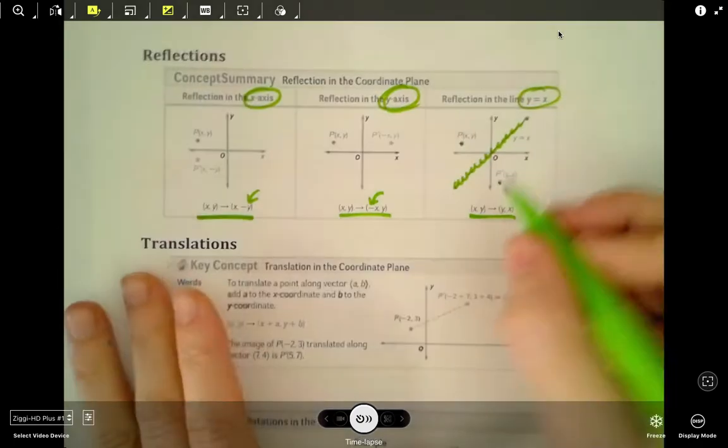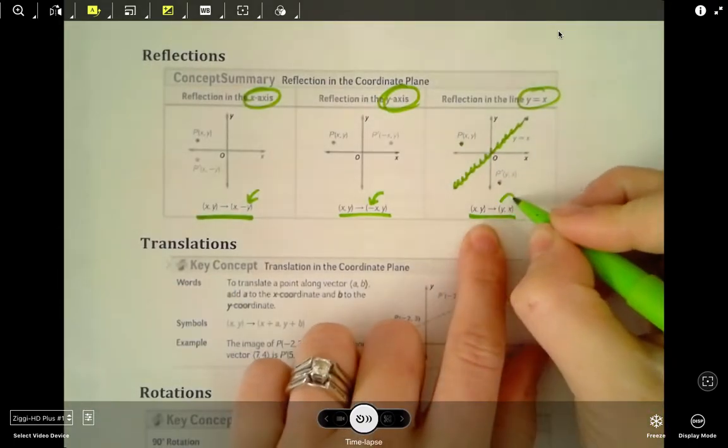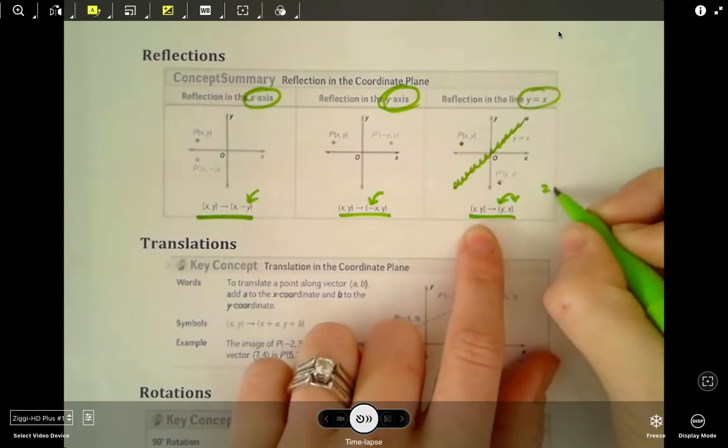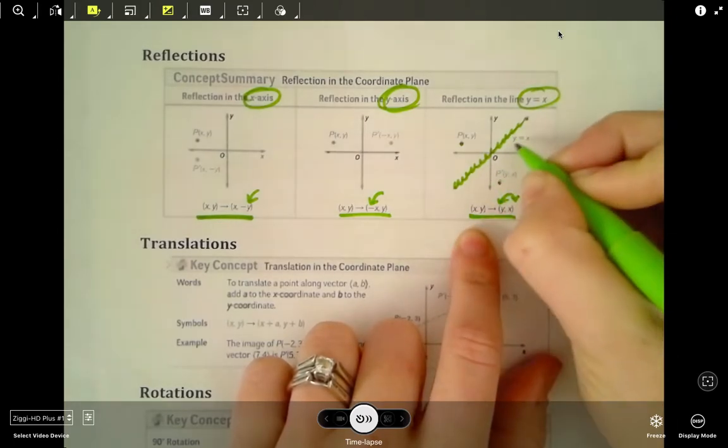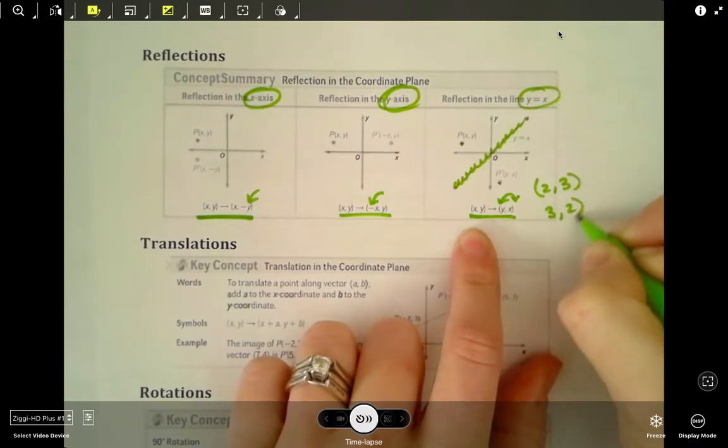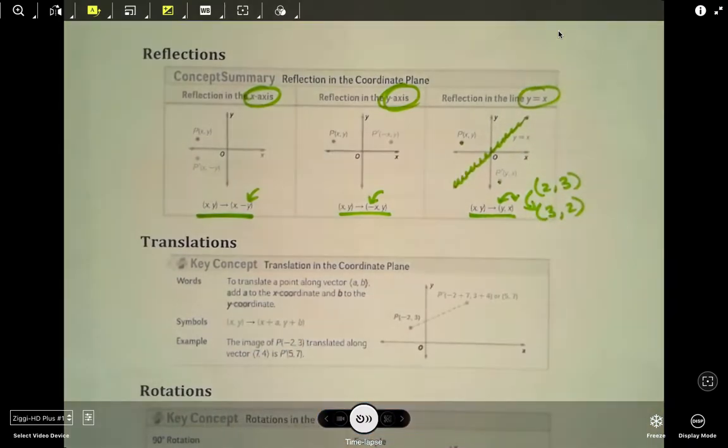You flip the x and the y. So if it was x and y before, you're flipping them around. Like if you had 2, 3, and I flipped them across that line, it would now be 3, 2. That's what my coordinate would become. I'm just taking them and flipping them, not making any of them negative, just flipping them, okay?